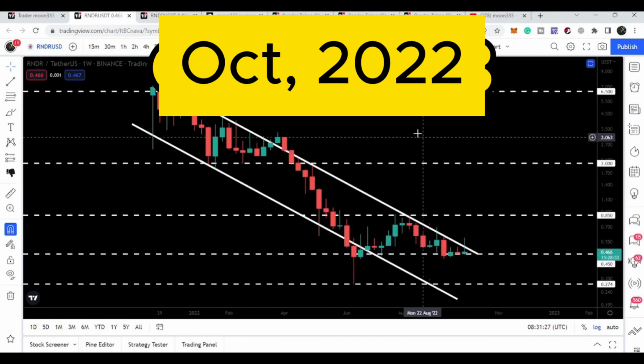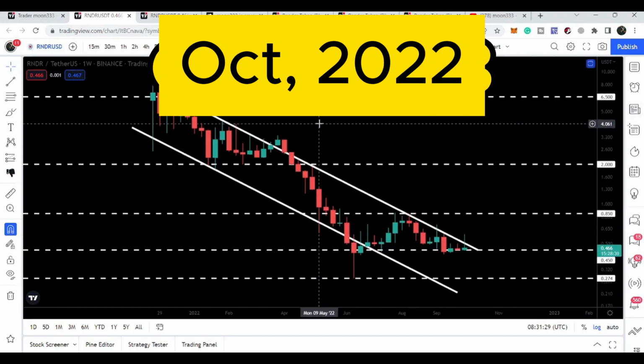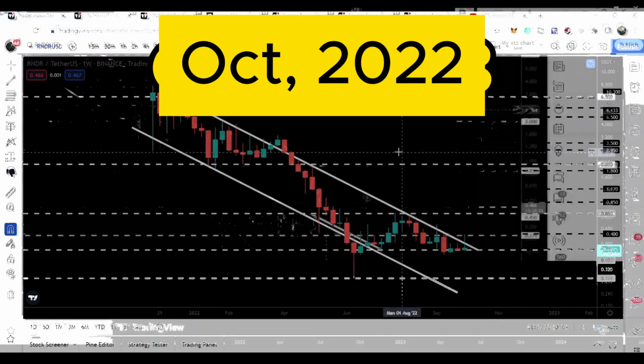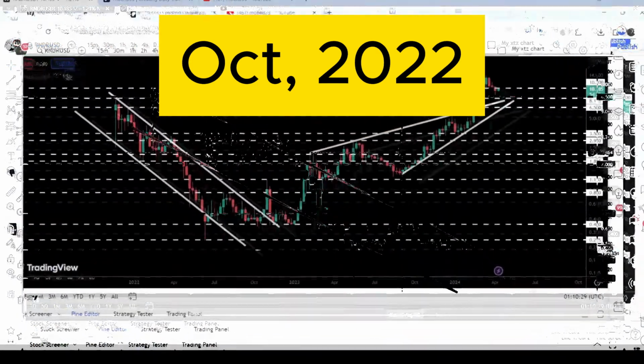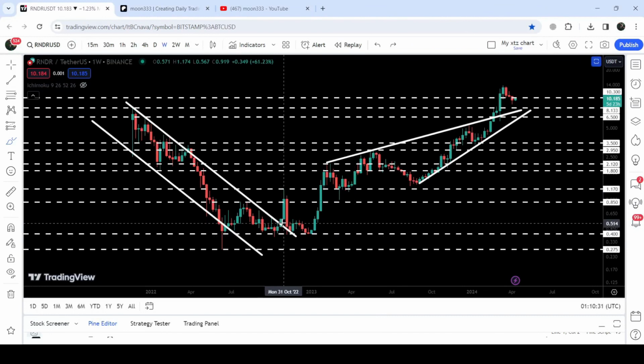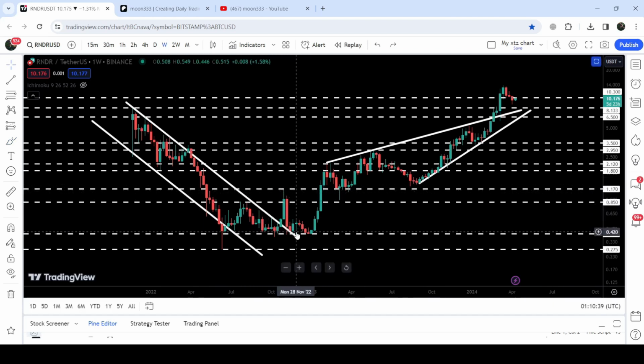And by the way, the target for this bigger channel after the breakout will be here at the top of the channel, approximately $6.50. And now you can see that finally the price line broke out of this resistance here in the month of October 2022, but got rejected by this quite long-term resistance of $1.17. But again, the price line tested this support of 40 cents and then geared up.